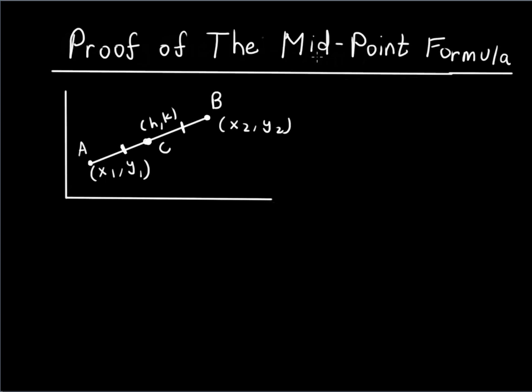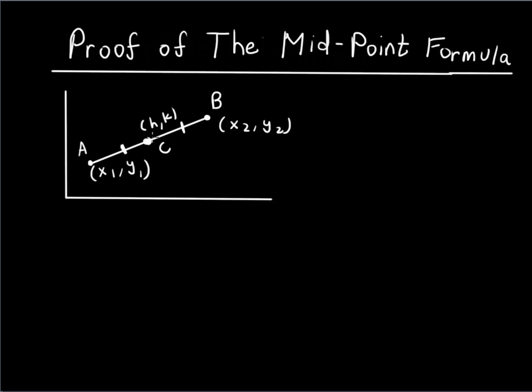Today we're going to learn about the proof of the midpoint formula. Before we start this proof, we're going to have to know what the midpoint is. Let's say we have this line segment AB. The midpoint of this line segment would be C, and it would basically be where AC is equal to CB, this part of the line segment.